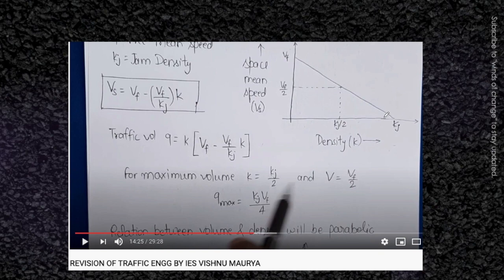While in case of the free flow of the traffic, when density is very less, or we can call it density is approximately reaching 0, at that time the distance between the vehicles will be very high. Okay, so if we increase the speed, then the distance between the vehicles will increase, because the density is being decreased. We have explained this concept very well in the video of revision of traffic engineering.